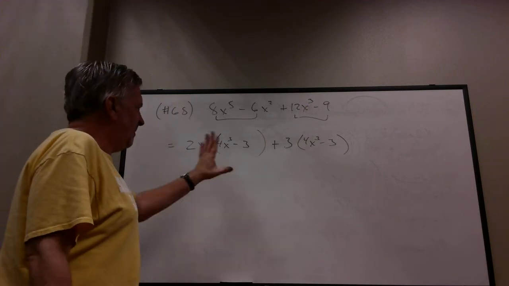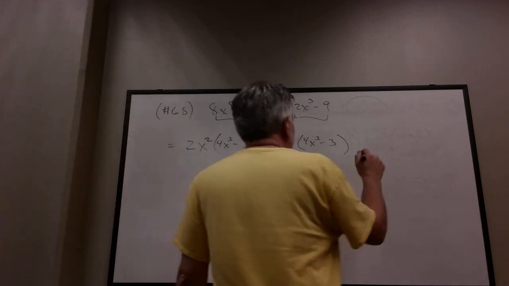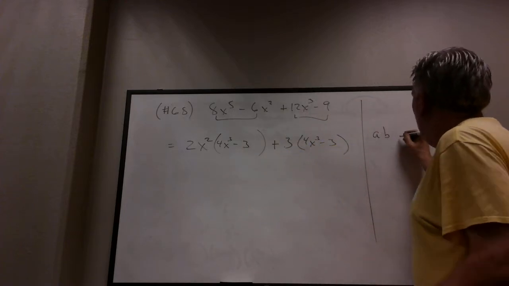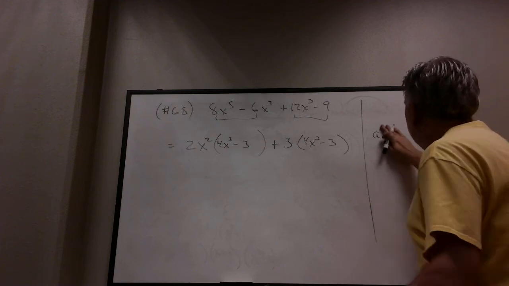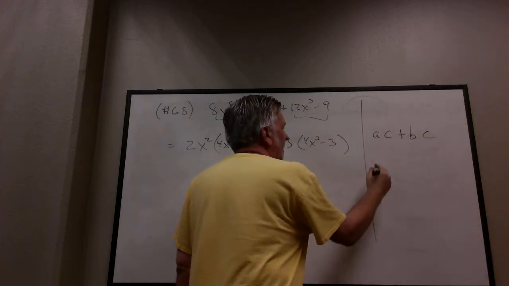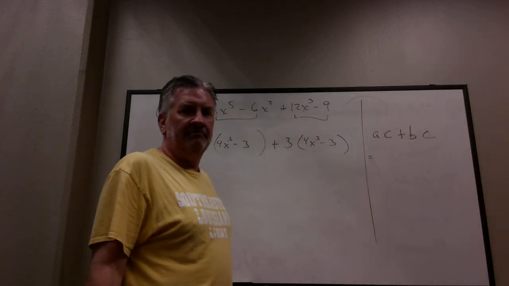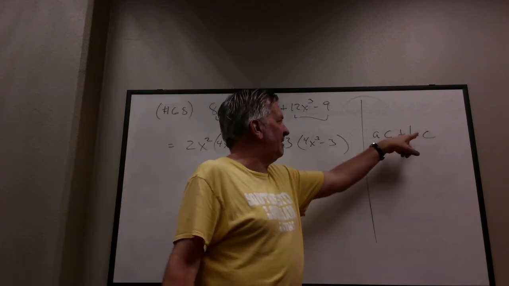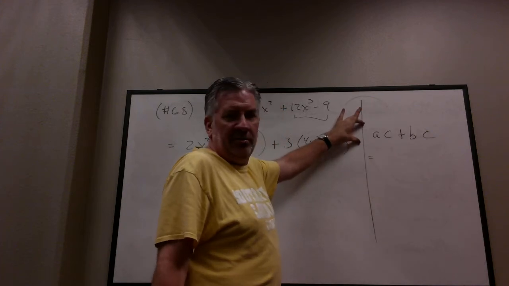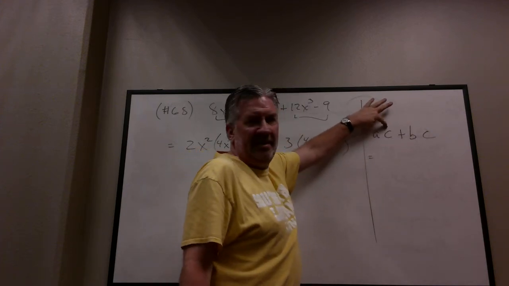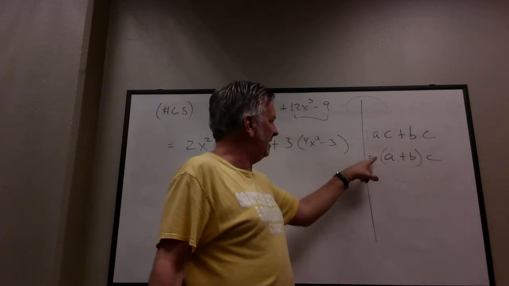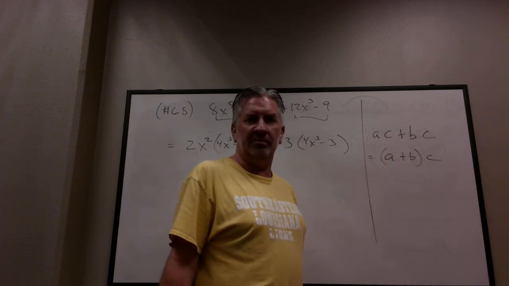Now, this may be hard to see what's going on. Let me write something simpler over here so you can see what we're doing. If I had AC plus BC, how would you factor that? Notice this is a sum. It's a product plus a product, so it's not factored. But how would you factor that? Notice the greatest common factor: there's a C in both of them. Couldn't I write this as A plus B times C? Distribute, and that's AC plus BC. Factor a C out of both terms.